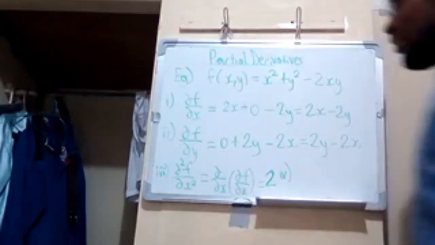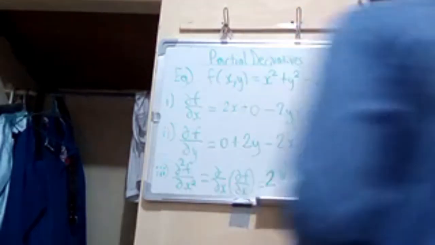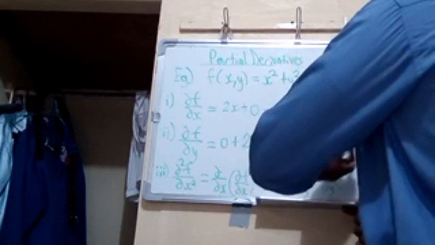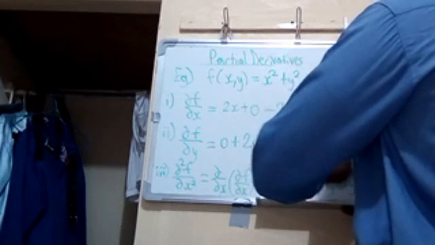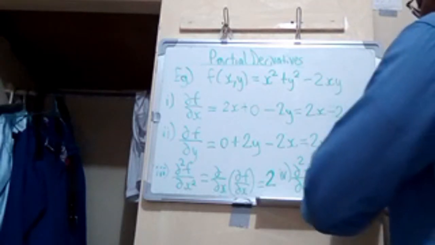So part 4, now we're going to find ∂²f/∂y², that's equal to ∂/∂y of ∂f/∂y. That's equal to, we differentiate this now and we're going to get 2.